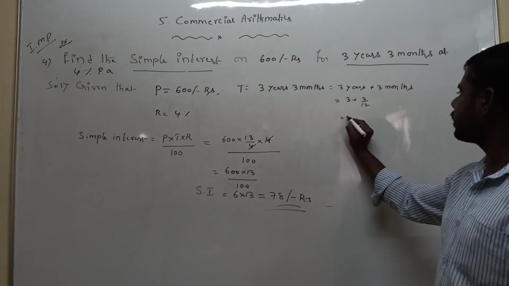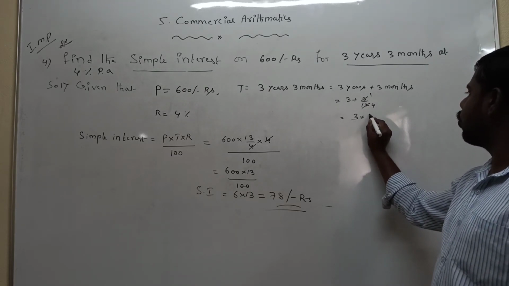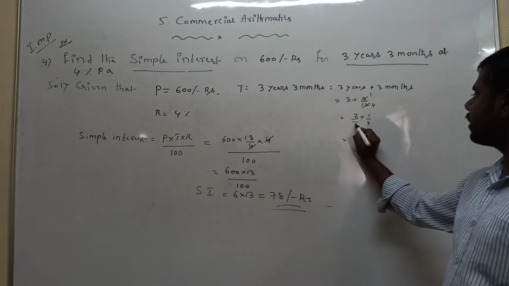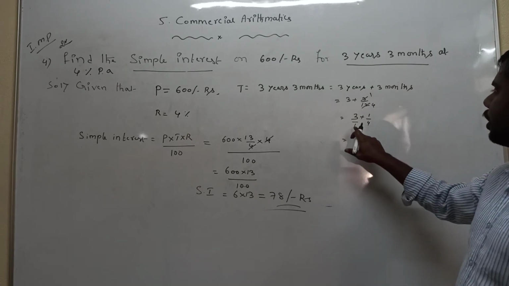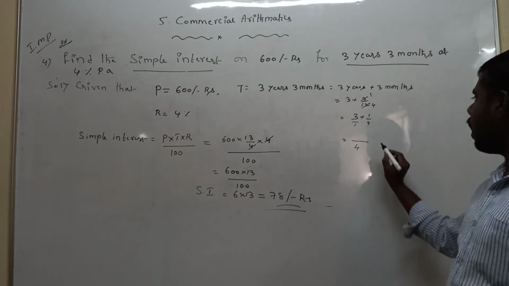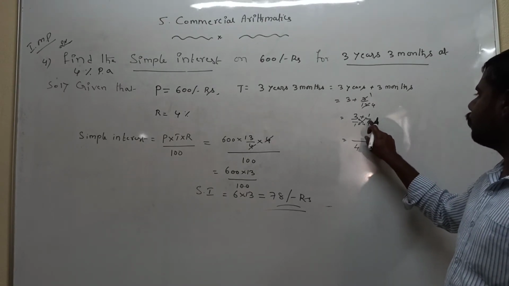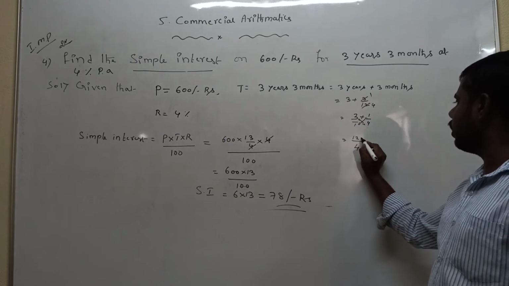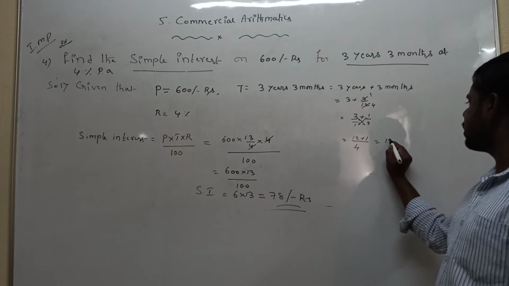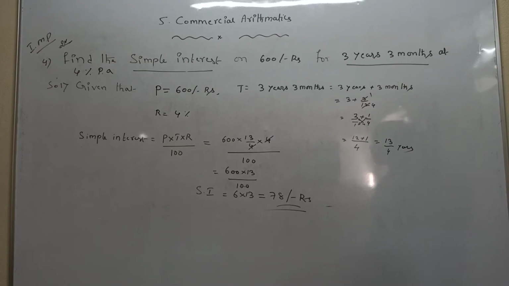So now cancellation, 3 ones are 3, 3 fours are 12. That's why 3 plus 1 by 4. Now the denominator, anything is not there, take 1. So what is the LCM? The denominator product, 1 into 4 is 4. After that, cross multiplication. 4 into 3, 4 threes are 12, plus 1 into 1, which is 1. So 12 plus 1 is 13. 13 by 4 years.